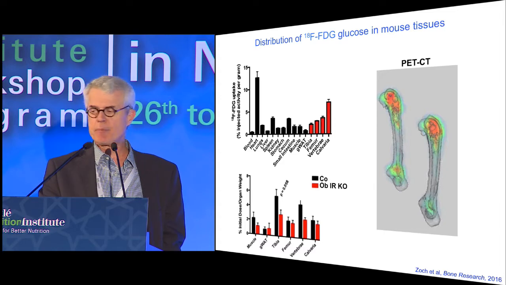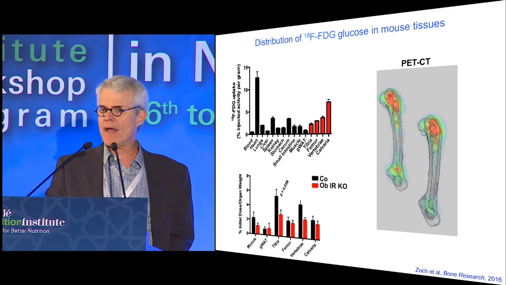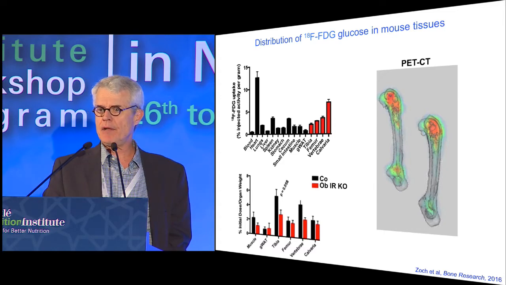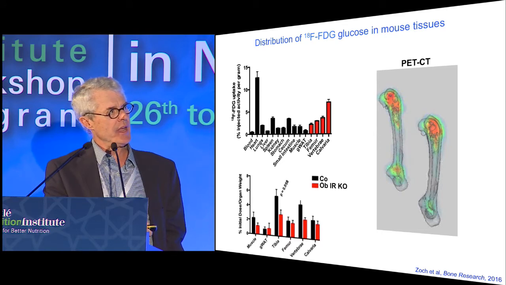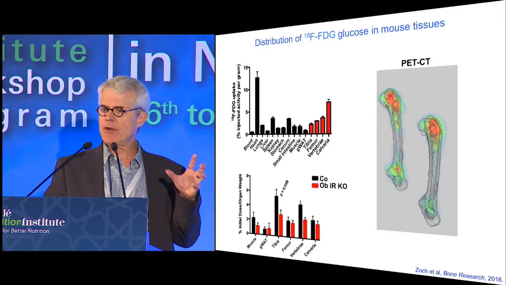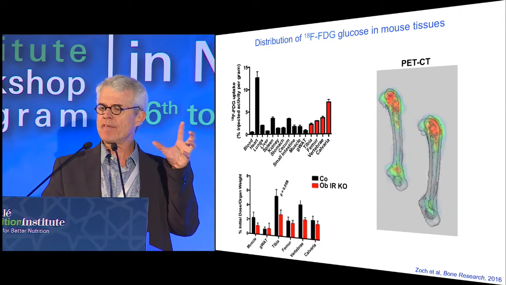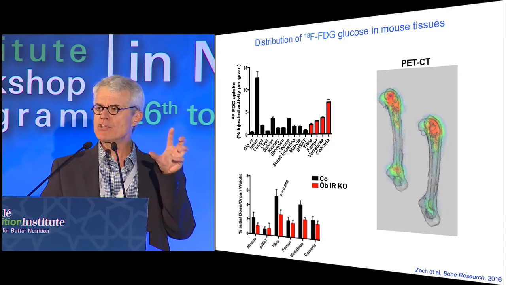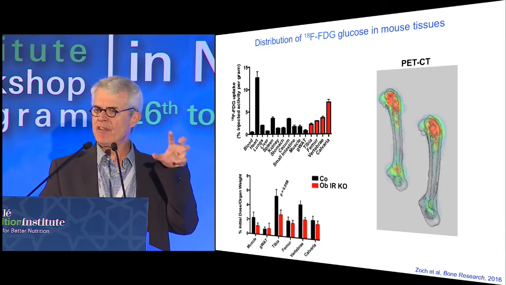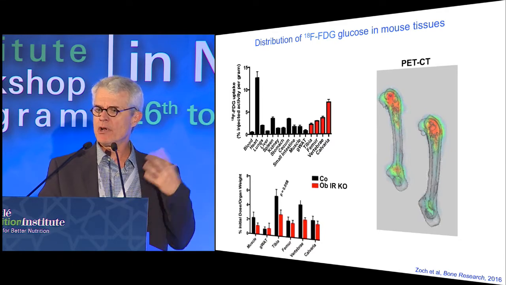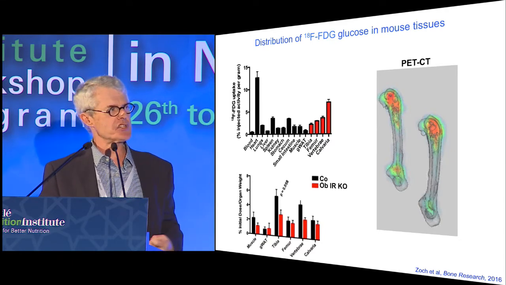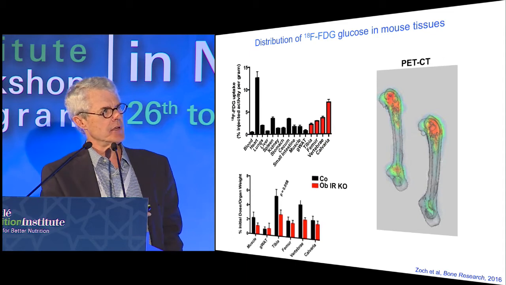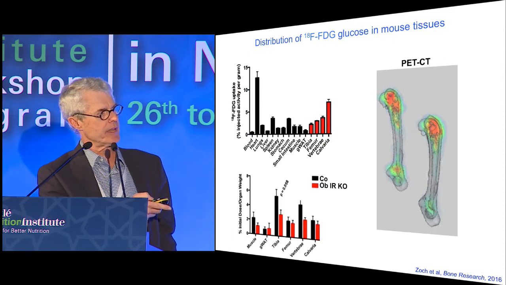And you can even image using PET-CT where that FDG-18 fluorinated glucose ends up, and it's at the ends of the bones. It's really not in chondrocytes, although it looks like it might be in the growth plate. It's really in the metaphyseal area. In fact, that's the site in bone, in the long bones anyway, where most of the osteoblasts are actually located in the mouse at this particular time.